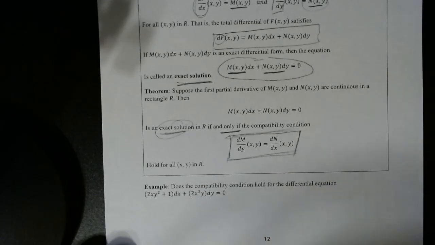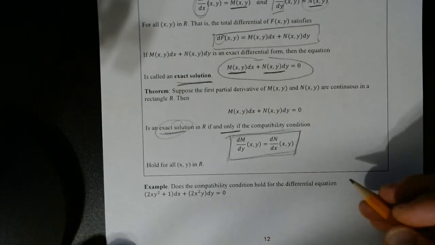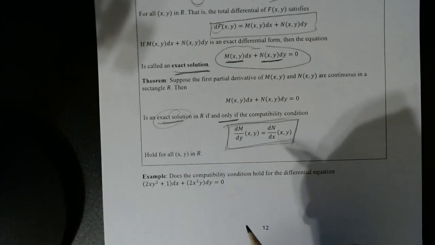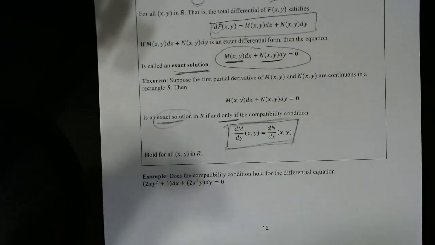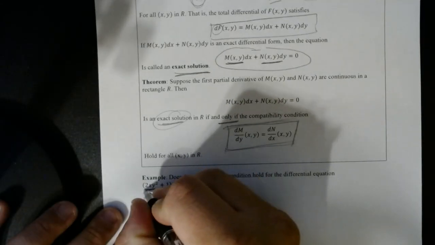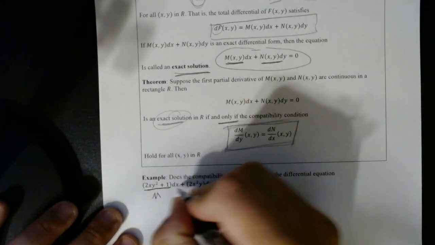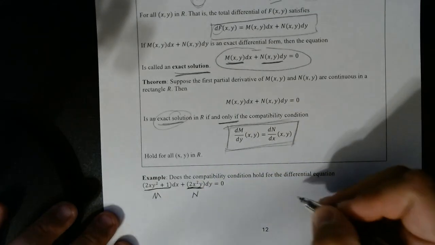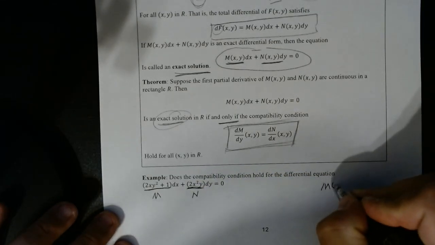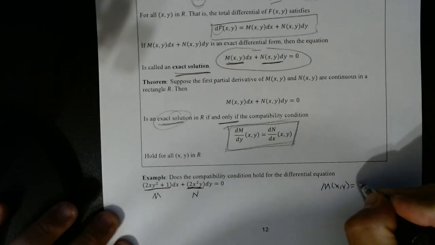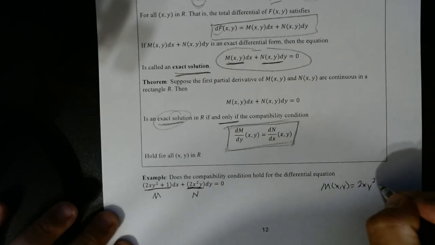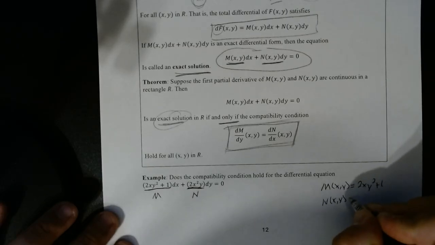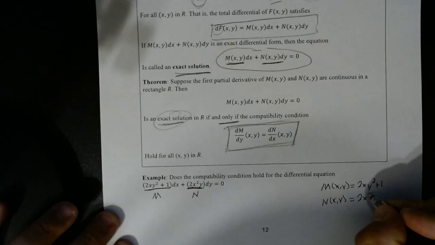For example, does the compatibility condition hold for a differential equation looking like this? First thing, all we do is identify what we have so far. The function M will always be next to the dx, and the N will always be next to the dy. So we label that. M of x,y is going to equal 2xy squared plus 1, and then N is equal to 2x squared y.